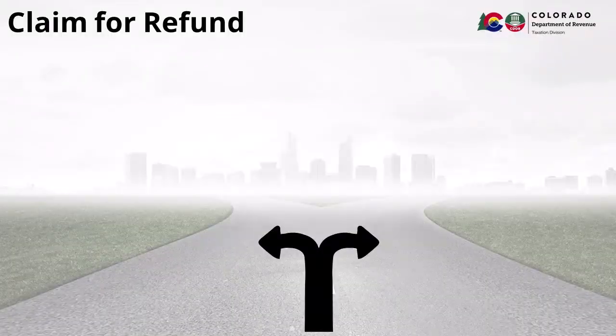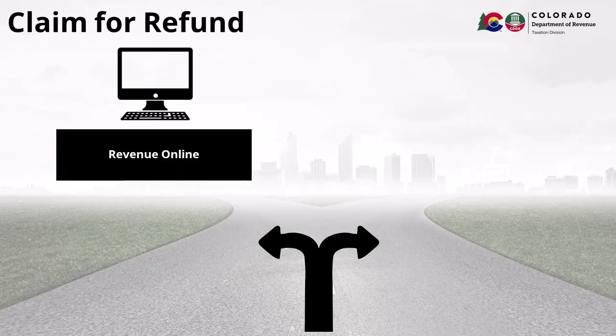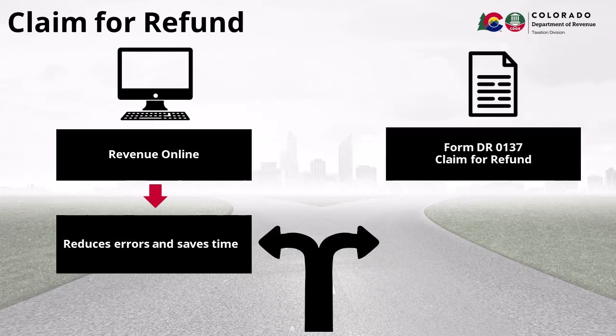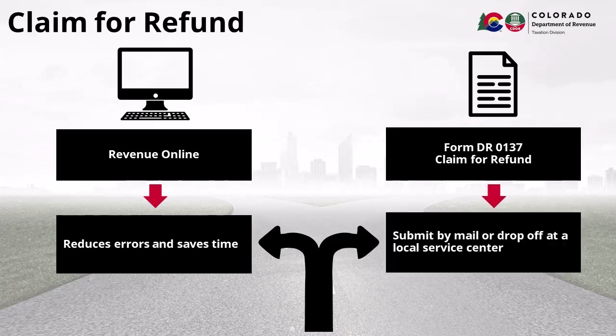We've shown you how to amend a return. Now let's look at the 2 ways to submit a claim for refund. The first way is by using Revenue Online, which reduces errors and saves time. The second option is to fill out the paper form DR 0137. This can be submitted by mail or dropped off at a local service center.